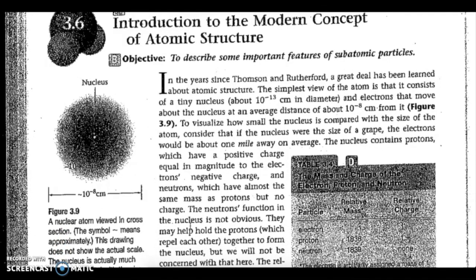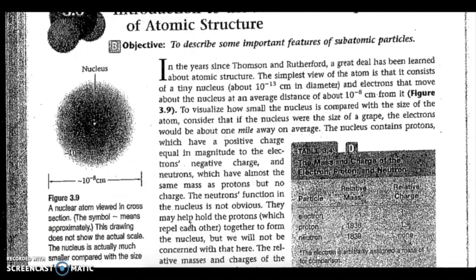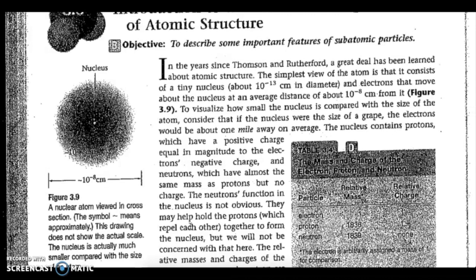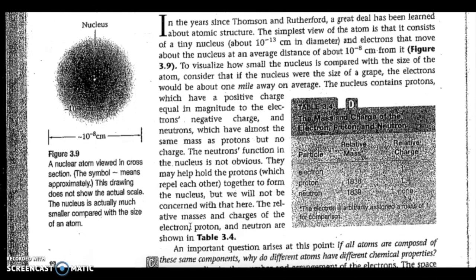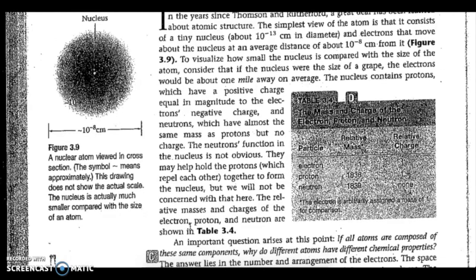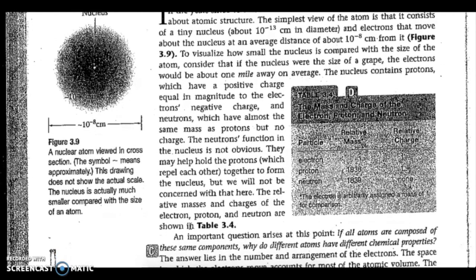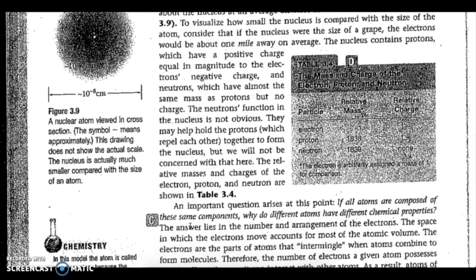The nucleus contains protons, which have a positive charge equal in magnitude to the electron's negative charge, and neutrons, which have almost the same mass as protons but no charge. The function of neutrons in the nucleus is not obvious. They may help hold the protons, which repel each other, together to form the nucleus, but we will not be concerned with that here. The relative masses and charges of the electron, proton, and neutron are shown in Table 3.4, which is this one.